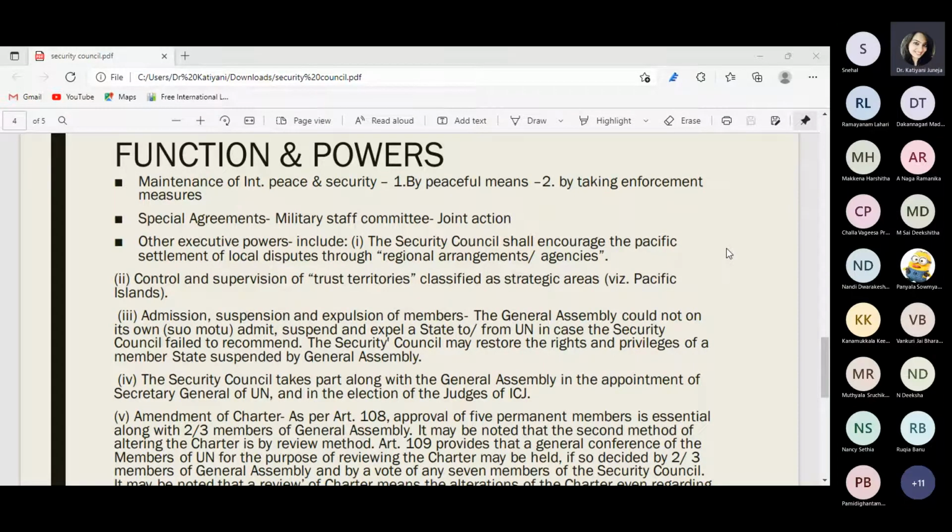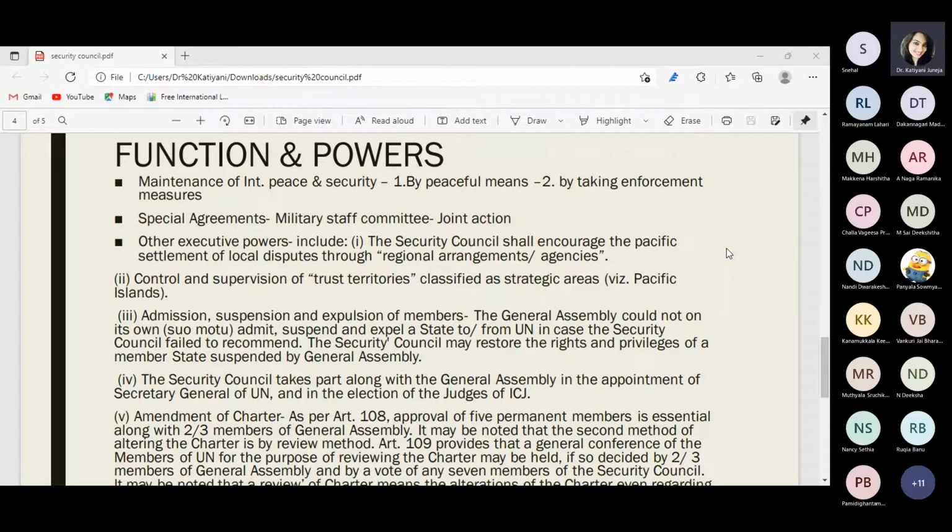Oh, yes, please. So the first aspect I was discussing is how to maintain international peace and security by using peaceful means. The stages which the Security Council follows are, firstly, asking the disputant parties to come together and amicably resolve the dispute, which we learned through negotiation, whether they want to opt for mediation, inquiry, arbitration, judicial settlement, etc.